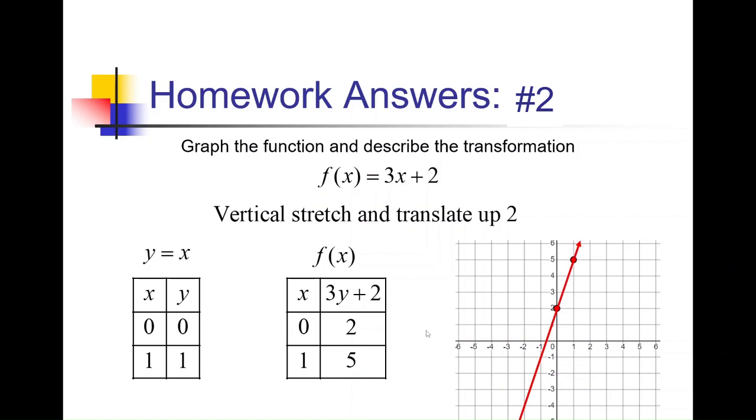Now, if you think about this the old way, with y equals mx plus b and slope-intercept and all that, we have a y-intercept of 2. We have a slope of 3, so we're going up 3 over 1, and that also gets us the same picture.